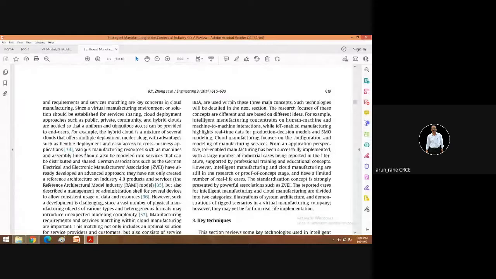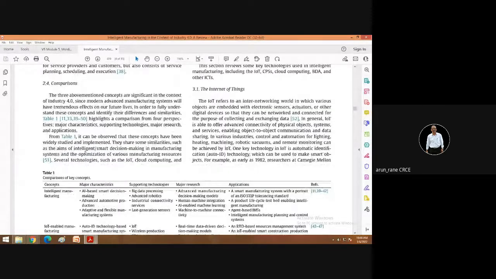Integrated production management system. Integrated production management system.